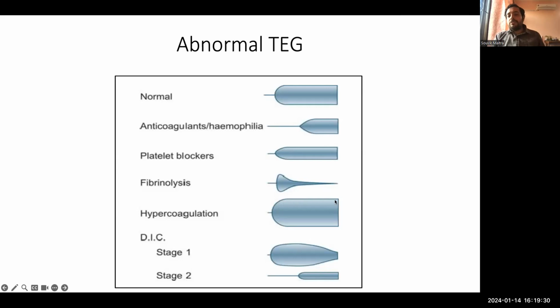Hypercoagulation, yes, that can also be seen in many scenarios in intensive care units, but not normally in patients with bleeding. DIC, where the initial phase is associated with hypercoagulation, later on all the coagulation factors are affected, and ultimately the R time, K time, and the maximum amplitude are all reduced in the second stage or the late stage of DIC.